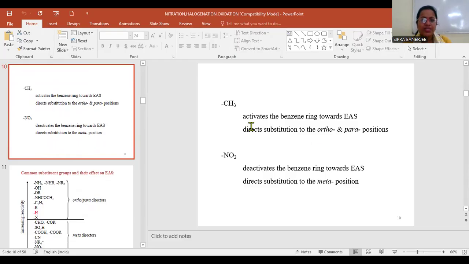Now you can see the CH3 methyl group activates the benzene towards electrophilic aromatic substitution, and it directs the substitution at the ortho and para positions. Suppose benzene along with the CH3 is toluene. If a substitution is there, it will be in the ortho or para position. Okay? But in the case of the nitro group, that will deactivate the benzene ring and direct the substitution to the meta position. So that's why you have seen the meta-dinitrobenzene.